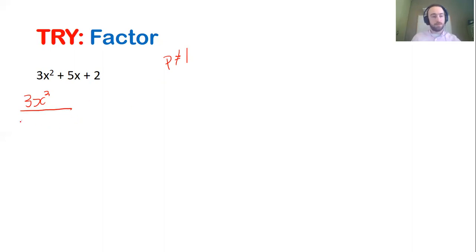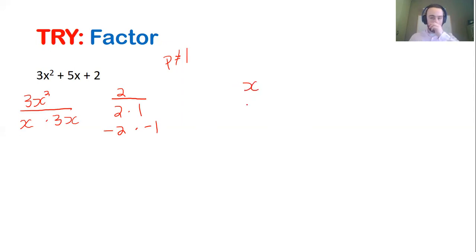For 3x squared, we simply have x multiplied by 3x. We're also going to write out our factors for 2. In this case, we have 2 times 1 and -2 times -1. Those are all our factors for positive 2.